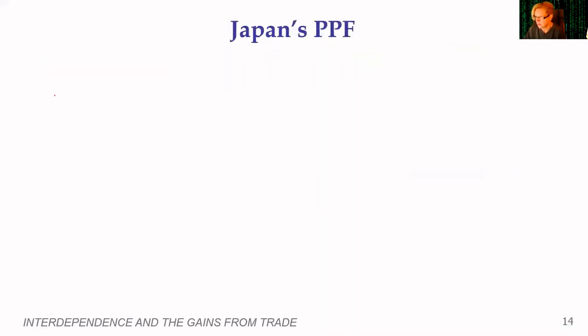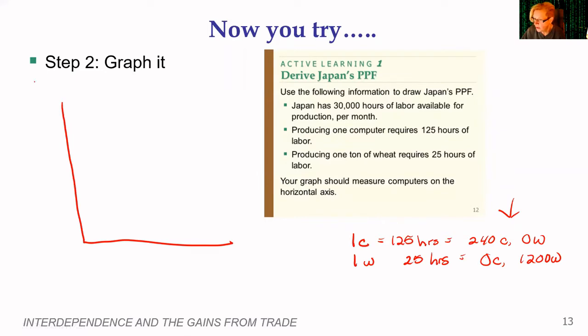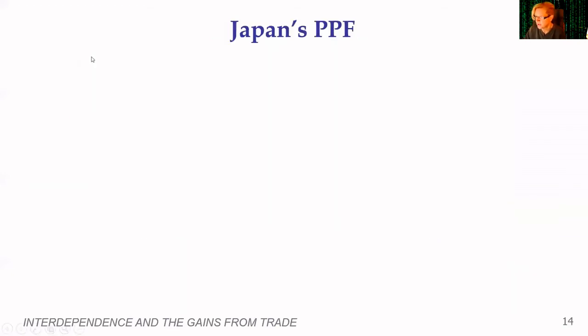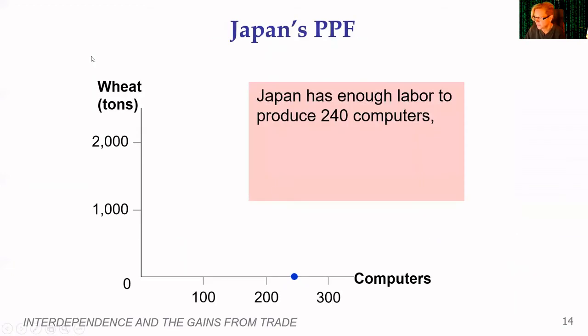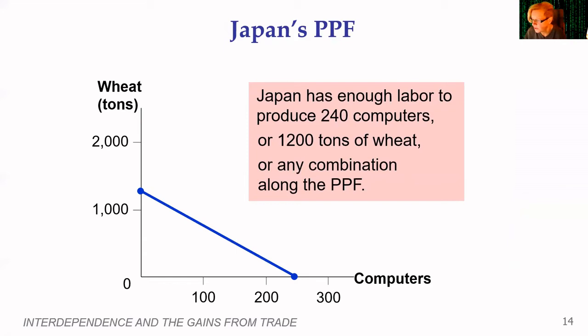So let me see, did I put it right now? Of course not. Okay, so we're going to go ahead. Which one goes on the y-axis? Obviously wheat, because it's the highest number. So wheat, we're going to say 1,200 tons of wheat. And we have 240 computers. So computers are going to go on the X. And we're going to go ahead and draw our line. There we are. 240 or 1,200. And we're going to go ahead and put those two together.